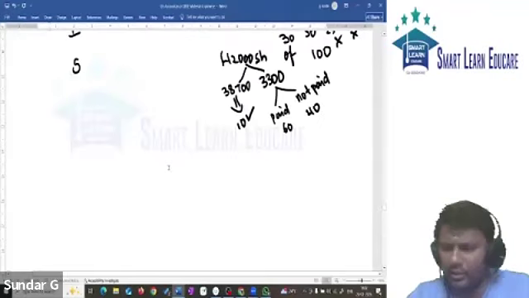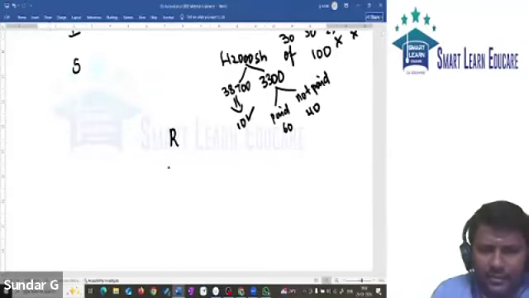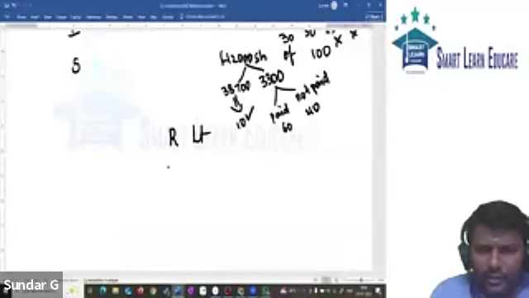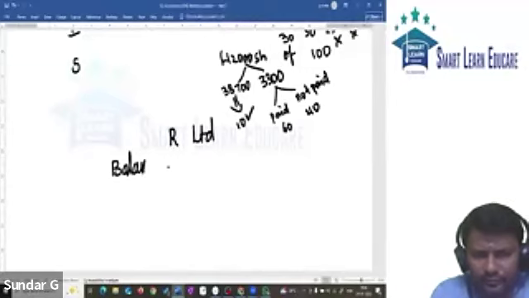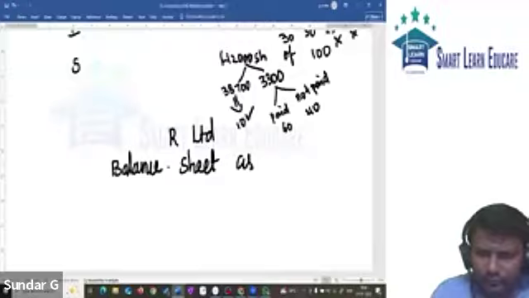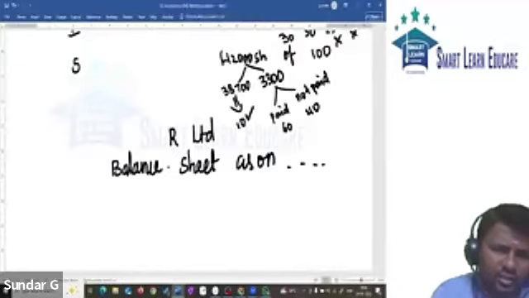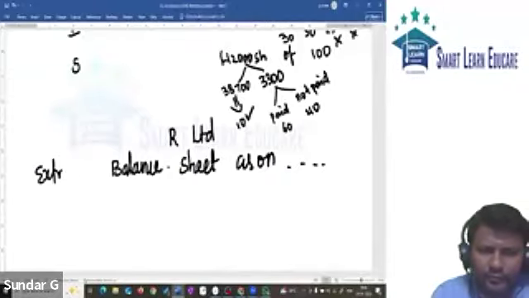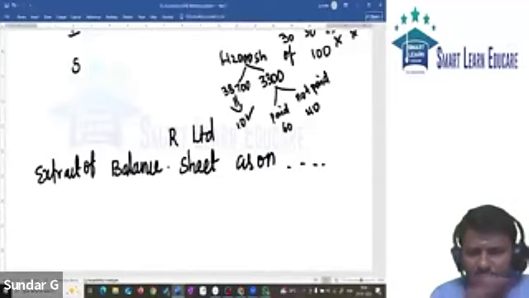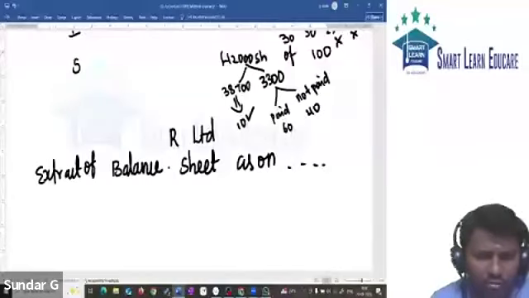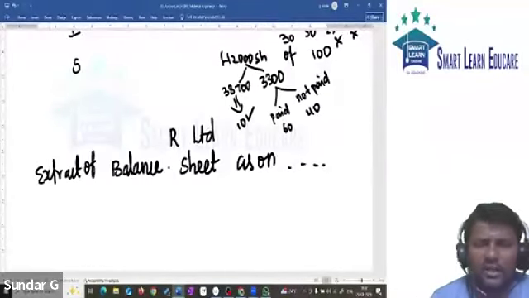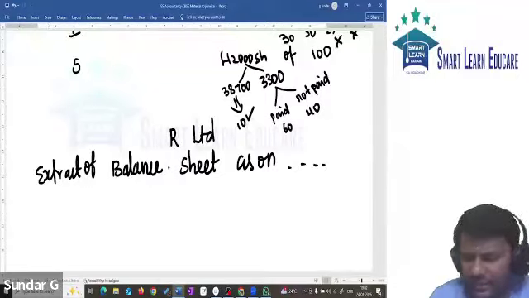First one, give in that heading the limited company name, balance sheet as on... what date? It is not a particular date, it is an extract of balance sheet. Extract of balance sheet means not the full balance sheet, only some information we are going to give, either asset side or liability side. That is the meaning of extract of balance sheet.